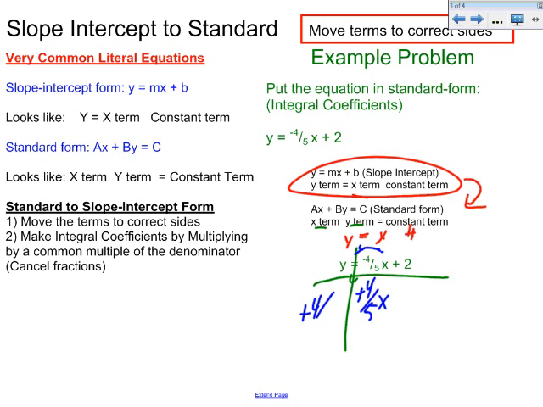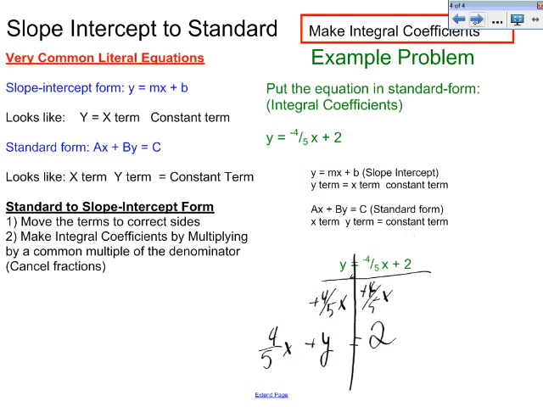Now again, look at standard form. It's x term first, then y term. So when we write this out, we're going to say positive 4/5 x, then positive y equals positive 2. Alright, now this is in standard form, but now we want this with integral coefficients.